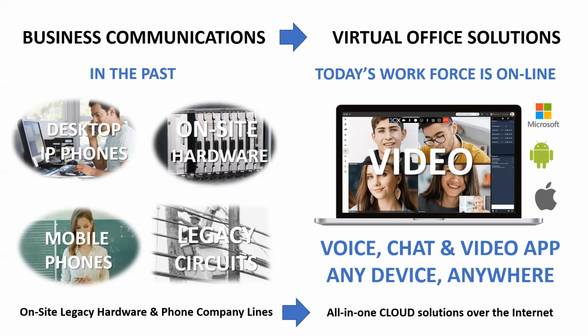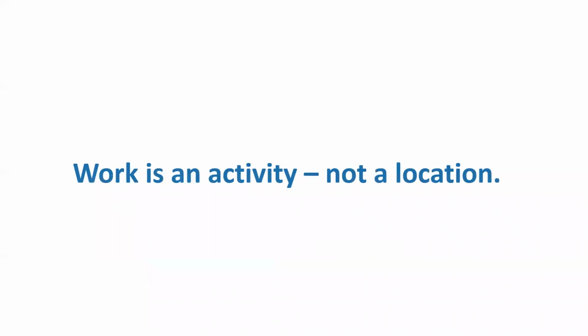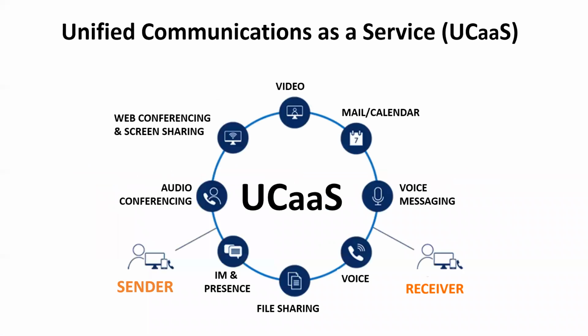And so all-in-one cloud solutions over the internet is where it's all going today, and anything we do to reduce complexity is required. But it's very important to have the right amount of bandwidth because today work is an activity, not a location. A lot of what drives this is unified communications as a service. And basically what that is, translation, your phone system's in the cloud.